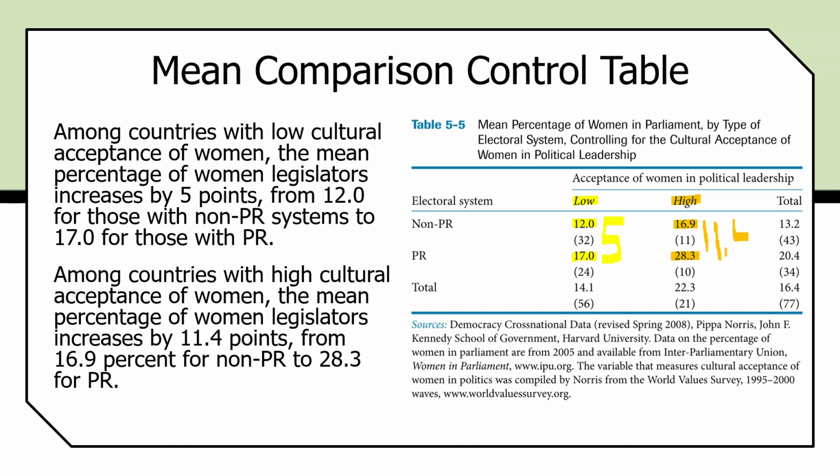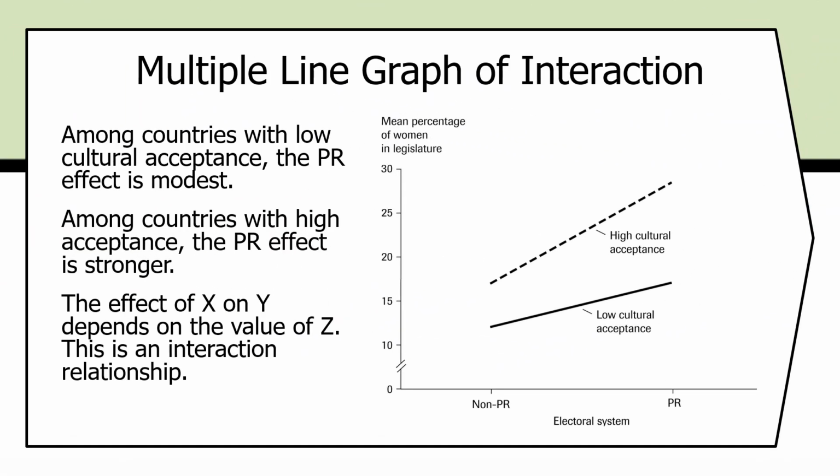So again, this I think is the most common form of interaction you see, when the relationships run in the same direction at all values of the control variable. Again, the institution is having the effect we hypothesize at both levels of the control. But the relationship is stronger at one value of the control than at another value of the control. 5 versus 11. And as usual, here's that graph. Here's that 5-point rise from non-PR to PR among countries with low cultural acceptance. And then that over 11-point increase among countries with high cultural acceptance of women.